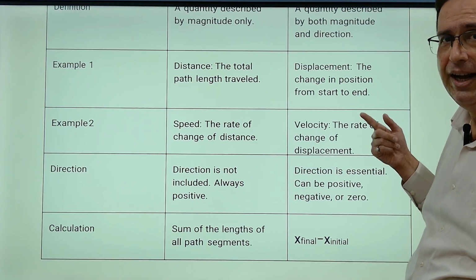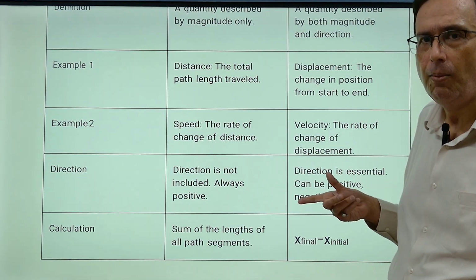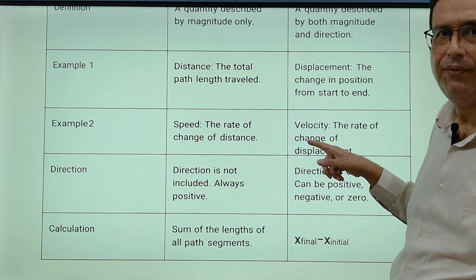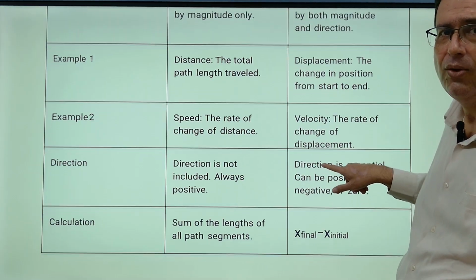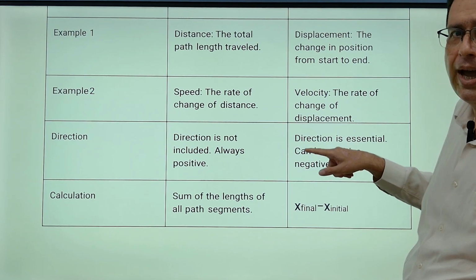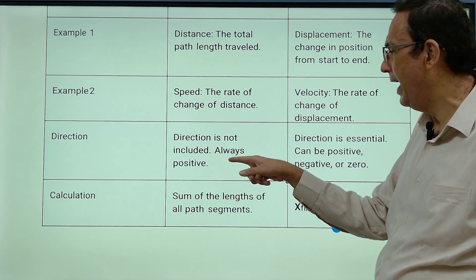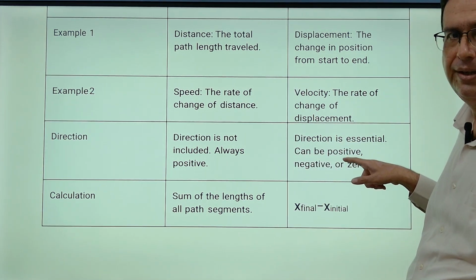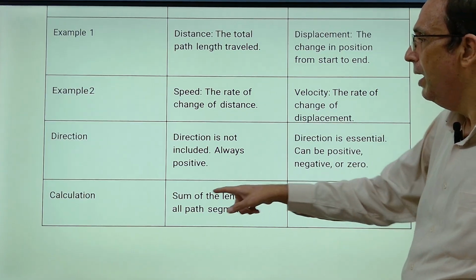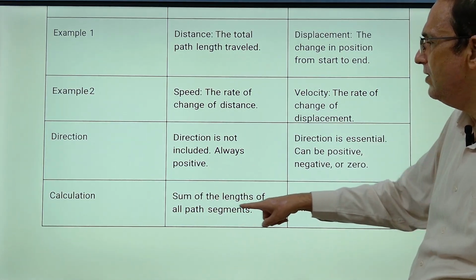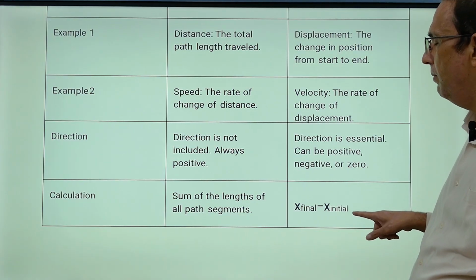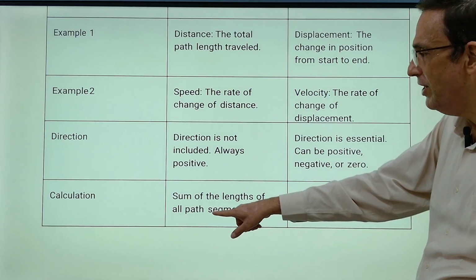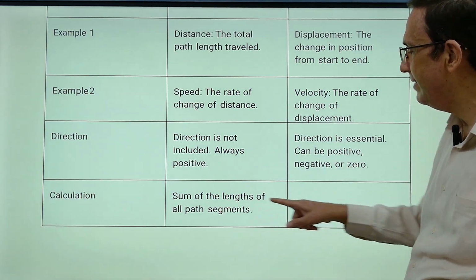We will describe it a little later, in the form of certain formulae. So the difference between speed and velocity is in the definition itself. Direction is not included when you're talking about speed, and direction is included when you're talking about velocity. Similarly, for the calculation, distance would be the sum of the lengths of all the path segments, and displacement would be x final minus x initial. So that would be the difference between distance and displacement.